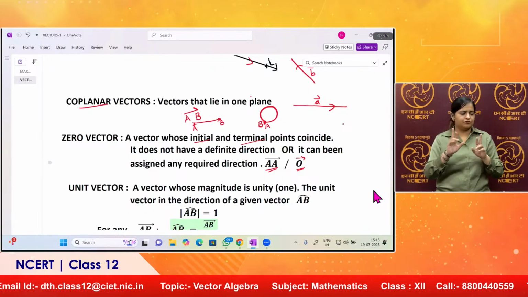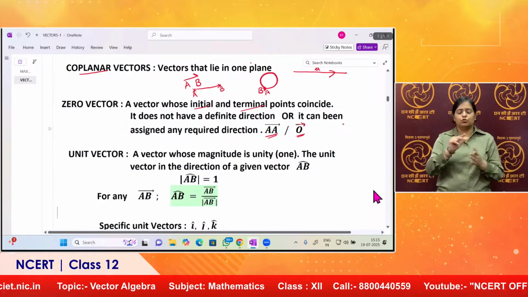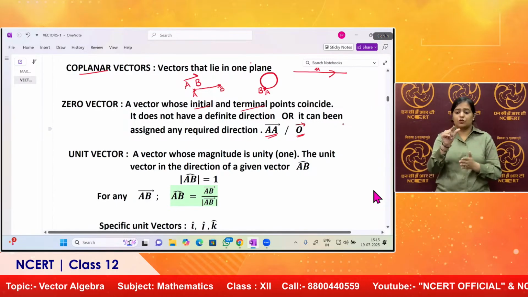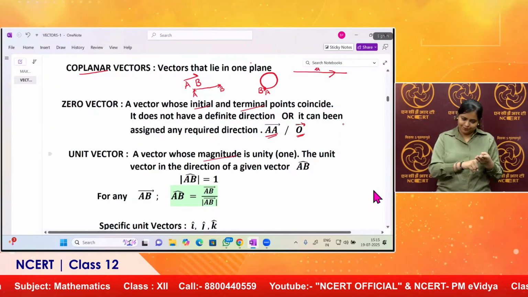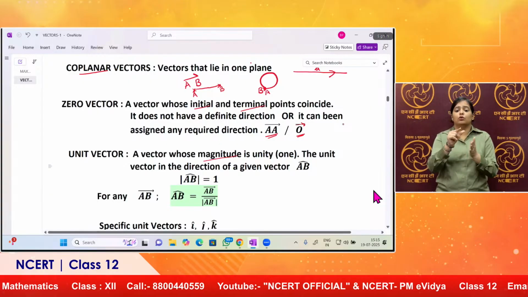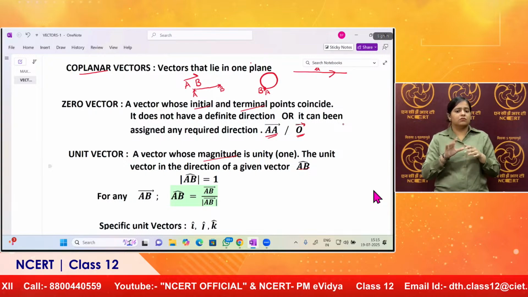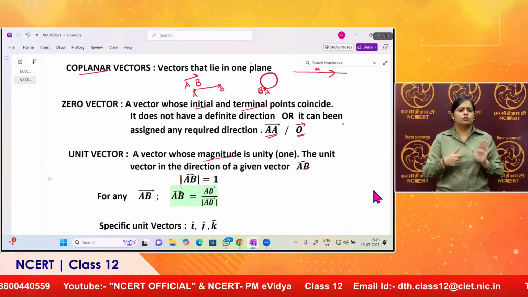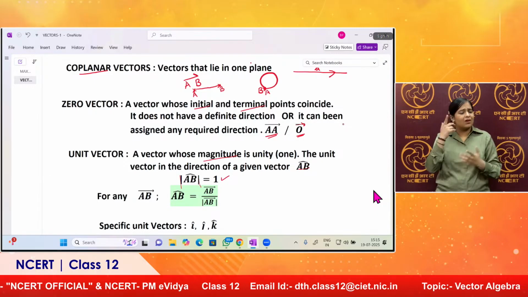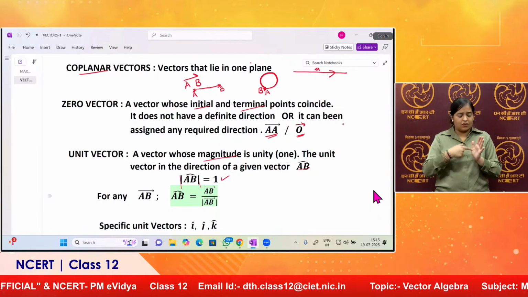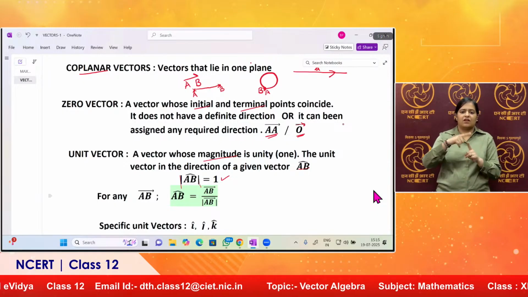Ji. Now next is the unit vector. The word unit stands for 1. Unit here refers to the magnitude. That means a vector which has magnitude 1. A unit vector is a vector in the direction of any given vector. Its length should be 1. Fine. The representation is within the bracket. Its magnitude is 1. So for any vector, to get a unit vector, what we do is divide the vector by its magnitude. That vector form will always be a unit vector.